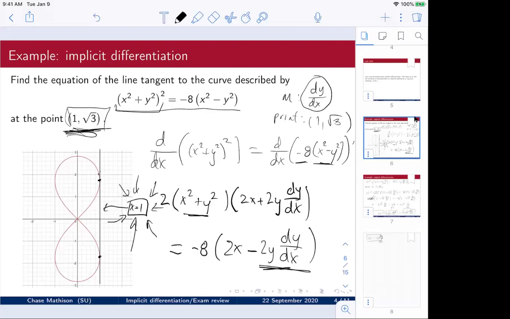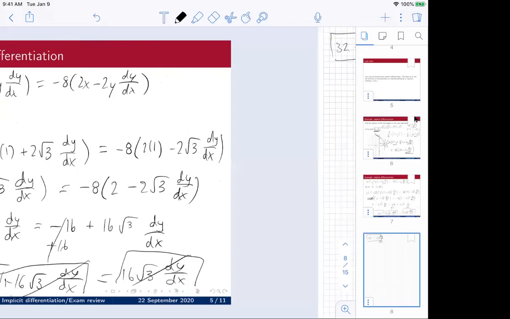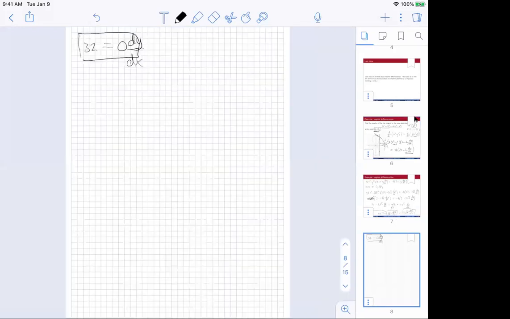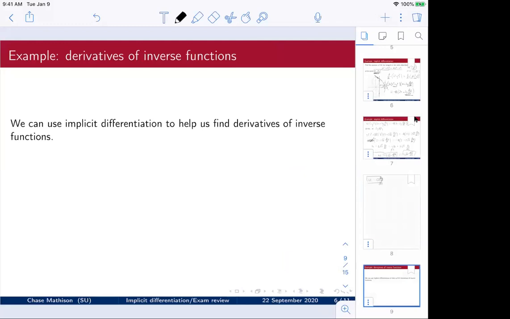Any other questions? On an exam, I would not give you a case like this. I would give you something like a point right here, where it does have a well-defined slope, and you can write down the tangent line in point slope form. Okay. All right. So with implicit differentiation, we can use this to find derivatives of inverse functions.